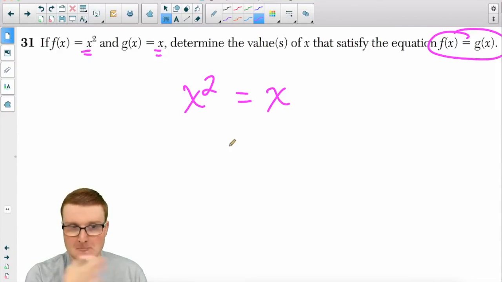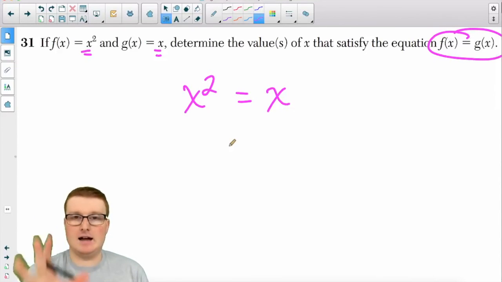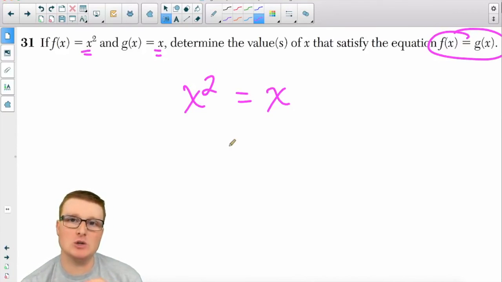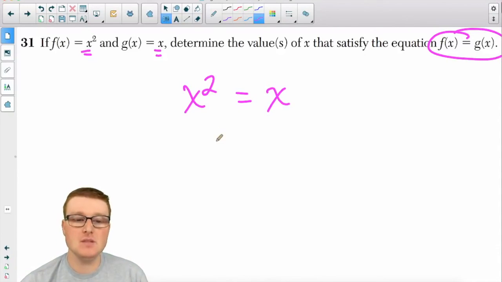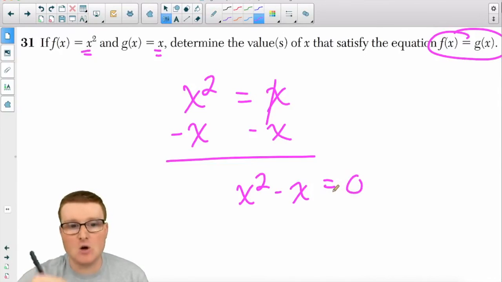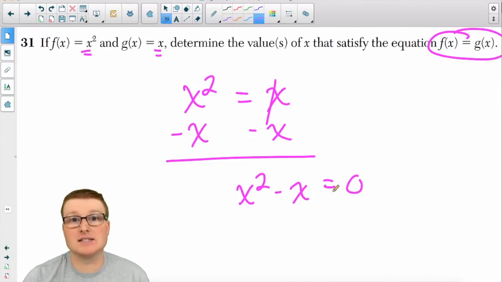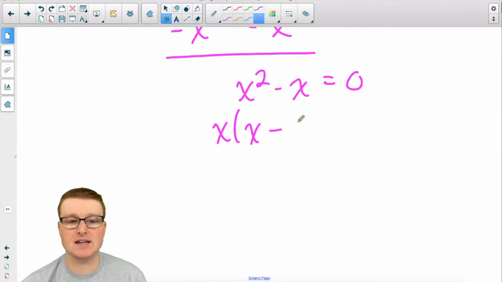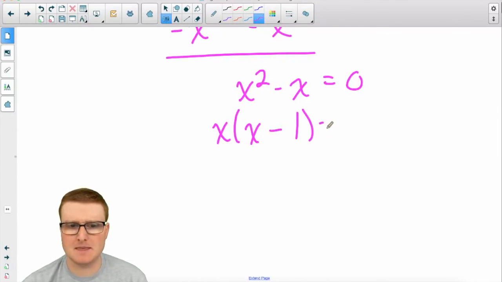Okay. I take it back with the easy peasy. It's easy peasy for most people, but if you don't see that this is a quadratic where you need to factor, you could have gotten this one wrong. So what you're supposed to do is you're supposed to subtract the x on both sides. So we get x squared minus x equals 0. Now you need to pull out an x because that's the greatest common factor. Take out an x, you're left with x minus 1. Be careful with that. Equals 0.